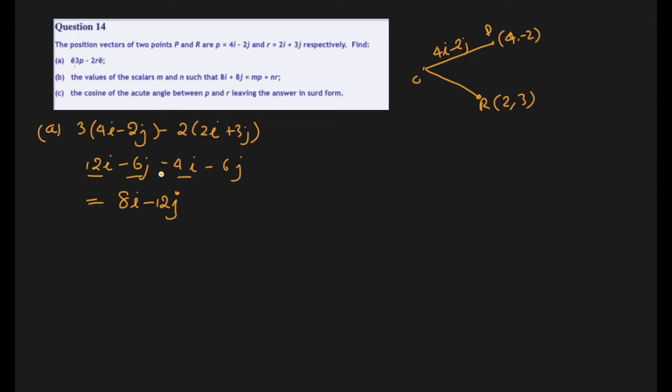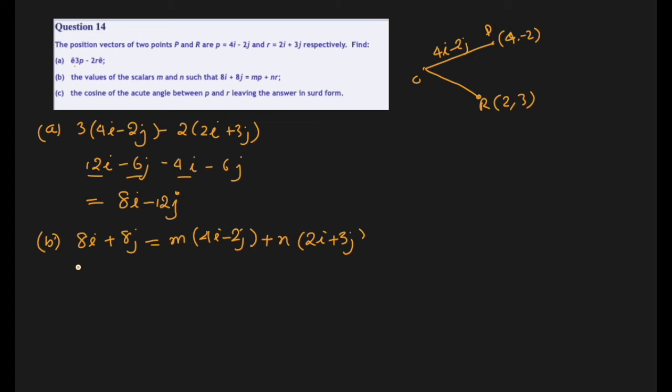That's what it is. Find the values of the scalars m and n such that 8i plus 8j is mp plus nr. Okay. So B part, 8i plus 8j equal to m times P, which is 4i minus 2j, and n times R, which is 2i plus 3j.